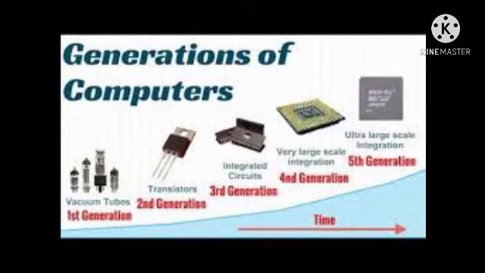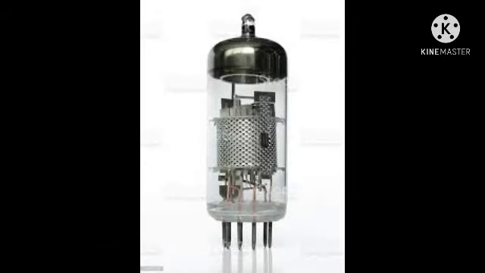Then the third generation, 1964 to 1975. In the third generation, computers used ICs, which means integrated circuits, in place of vacuum tubes and transistors. In the fourth generation, 1975 to 1989, computers used LSI, which means large scale integration, and VLSI, very large scale integration techniques. It means microchip, microprocessor chip. And the fifth generation is from 1989, still present now.